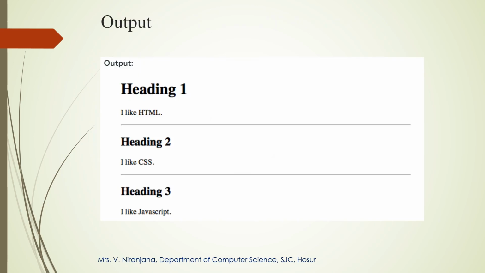As you can see here, in the output, there is a heading 1, I like HTML, and there is a horizontal line running between the two texts. So this is how a horizontal line can be drawn in your web page. You can use this to segregate your content into different sections.